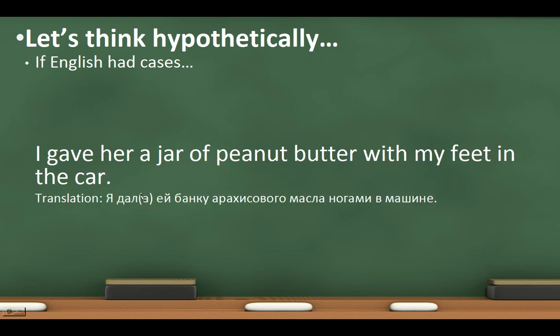So let's go ahead and translate this real quick. If this were a girl, of course, it'd be dala. If I were a girl, but I'm not a girl, so it's ja dal je banku arachisovava masla nogami v mashinie. So ja is I, je is to her, banku is a jar, arachisovava masla is in the genitive case, so it's of peanut butter. Nogami is with my feet, or with feet. And then va mashinie, va is in, and mashinie is the car.